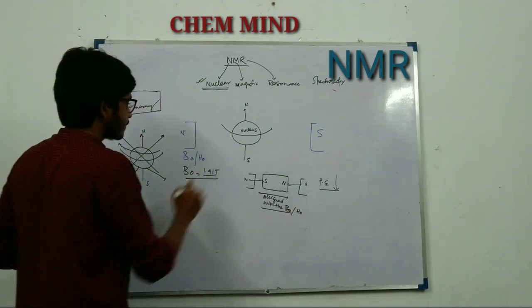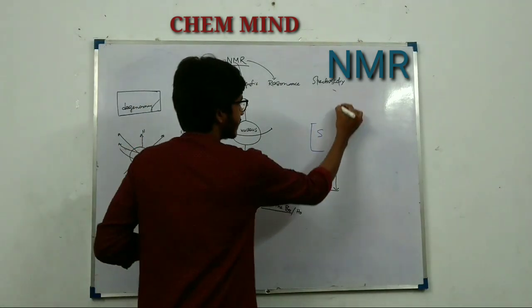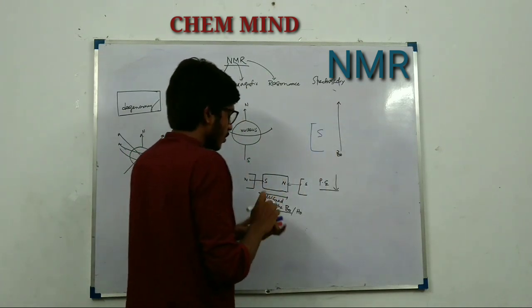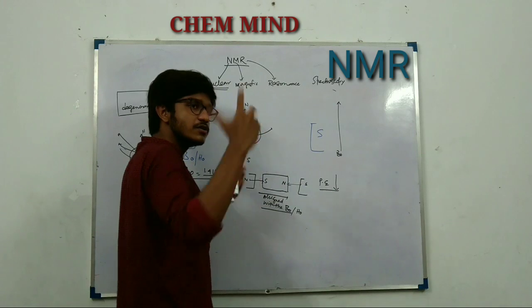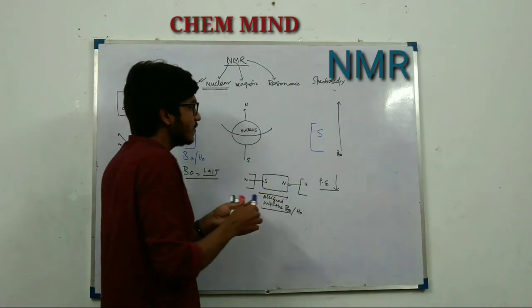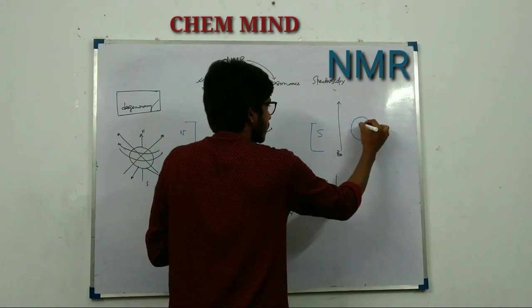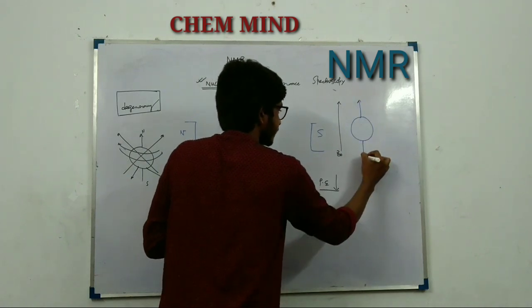Okay, so I'll think about that. This is the B naught. First it is the degenerate state of the nuclei. Now when the B naught is there, this nucleus is oriented in this particular direction.